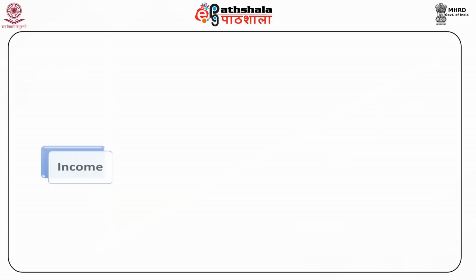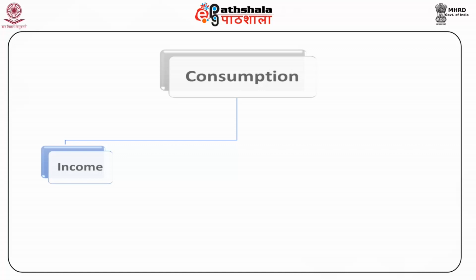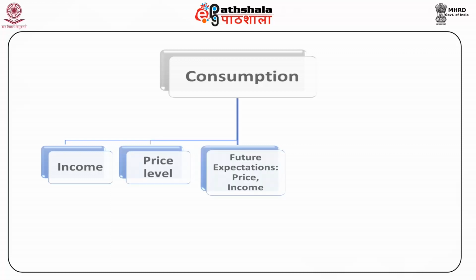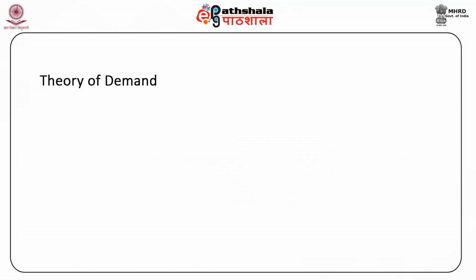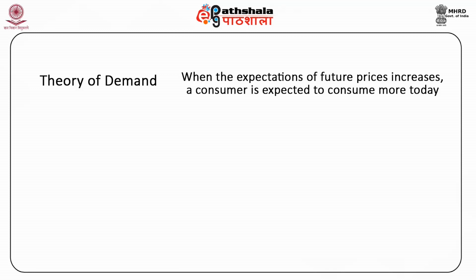Apart from income, consumption and hence savings depend upon a number of factors such as price level, future expectations of price and income, interest rates, and net wealth. The theory of demand suggests that as price increases, the expenditure on the particular commodity is expected to decrease, and when the expectations of future prices increase, a consumer is expected to consume more today.